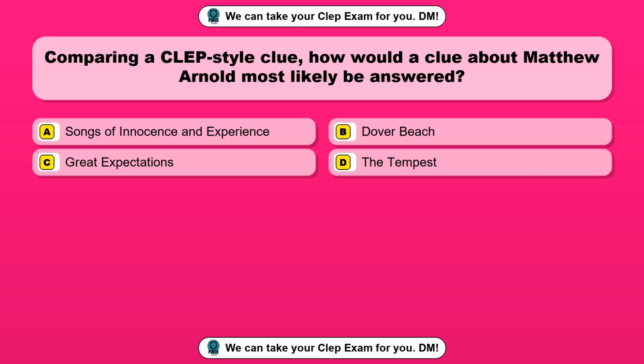Question 40. Comparing a CLEP style clue, how would a clue about Matthew Arnold most likely be answered? Option A, Songs of Innocence and Experience. Option B, Dover Beach. Option C, Great Expectations. Option D, The Tempest. The correct answer is option B, Dover Beach.